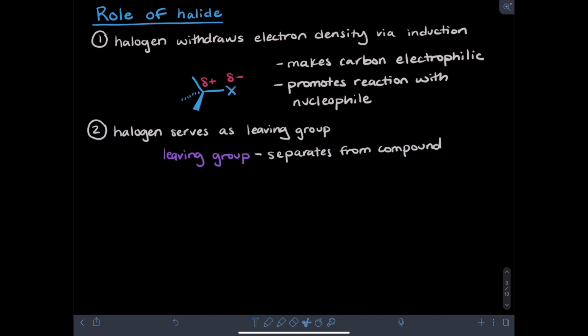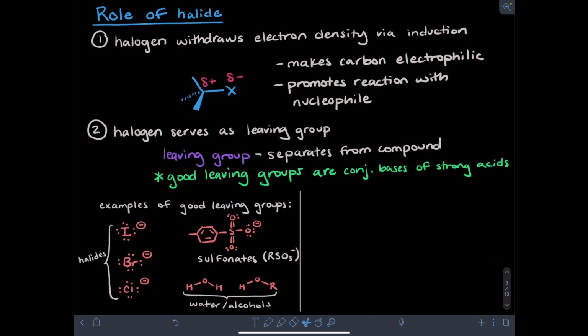In substitution and elimination reactions, the halide also serves as your leaving group, meaning the component of your molecule, in this case an atom, that's separating from the rest of the molecule. Chloride, bromide, and iodide are good leaving groups because they are the conjugate bases of strong acids. And recall that strong acids form very weak and stable conjugate bases.